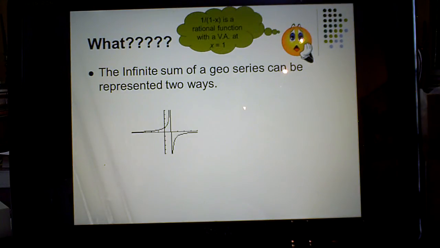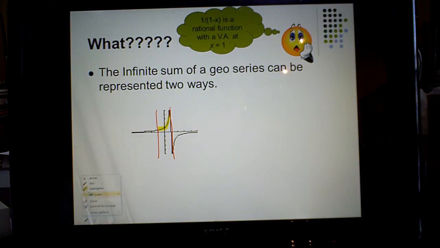So an infinite sum of a geometric series can be represented two ways. Here's a screenshot of 1 over 1 minus x. I hope you can clearly see the asymptote right here. So what I'm saying with the interval of convergence is that here's my asymptote at 1, here's -1. So look at the function in between there. Here's what 1 over 1 minus x looks like with every x between -1 and 1. That's what it behaves like.